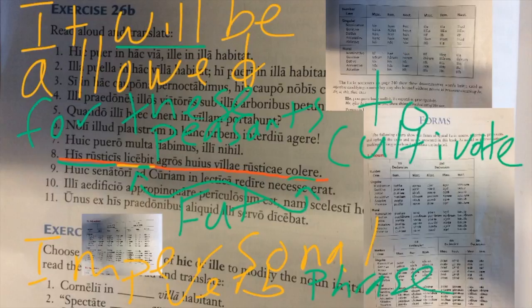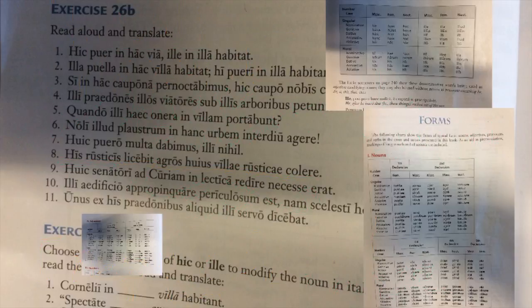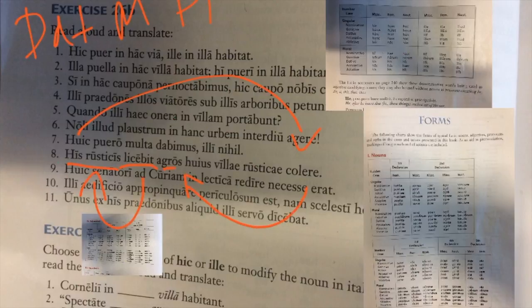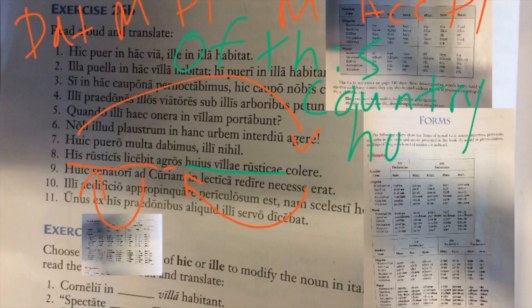Now let's go ahead and clean this up, and we can translate the sentence. So it will be allowed, his rusticis, for these peasants, dative, masculine, and plural, colere, to cultivate the fields. Agros here is masculine, accusative, and plural, to cultivate the fields. And then huius villae rusticae is to cultivate the fields of this country house and farm.